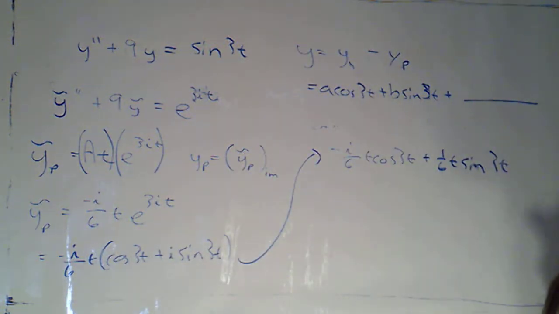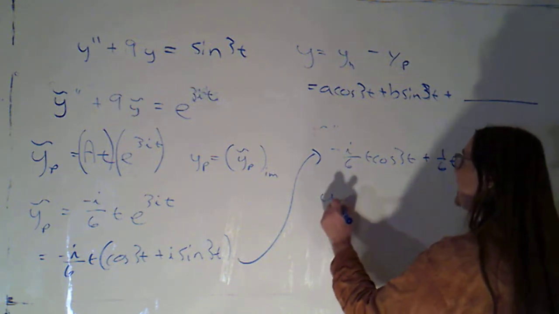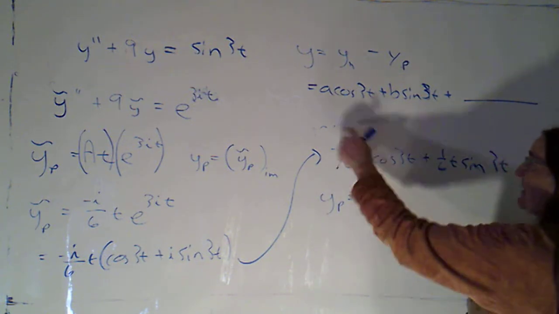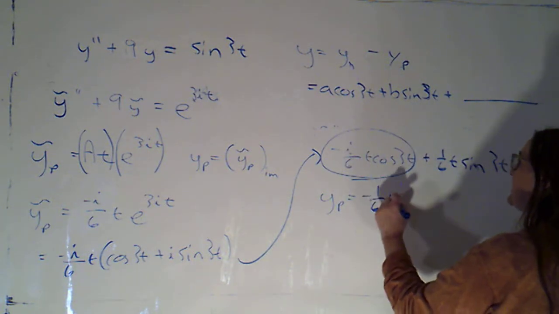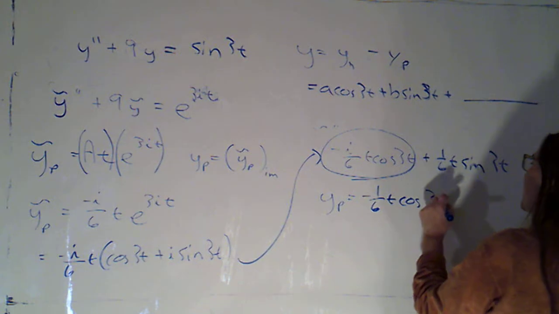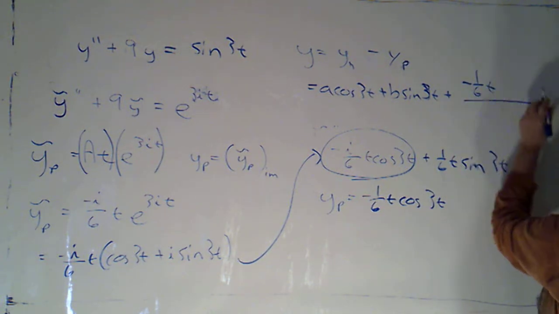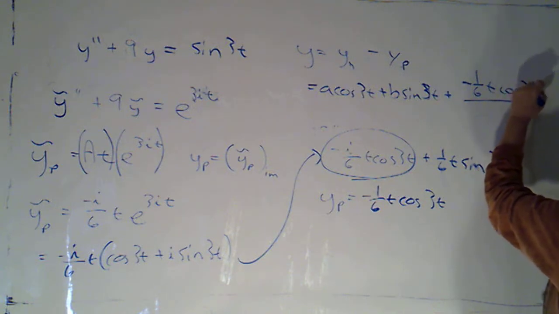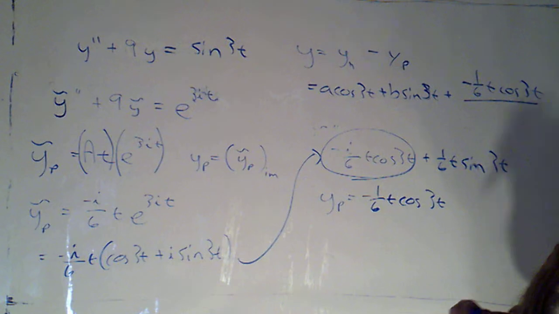Okay. Now, we said we wanted the imaginary part, so my y sub p is this part right here without the i. So negative 1/6 t cosine of 3t. All right, so that is my general solution.